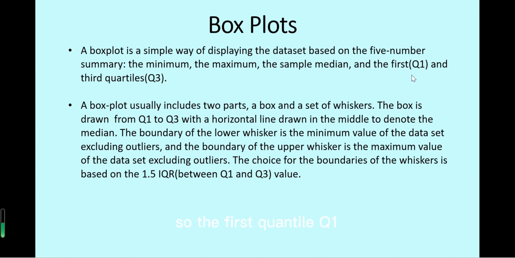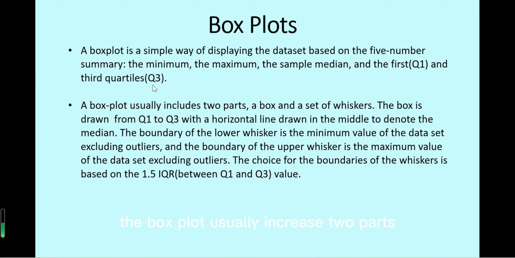So the first quantile Q1 is the value at which 25% of the data is below this value. A similar definition can be used for quantile 3. It's about 75% of observations in the dataset below this value.